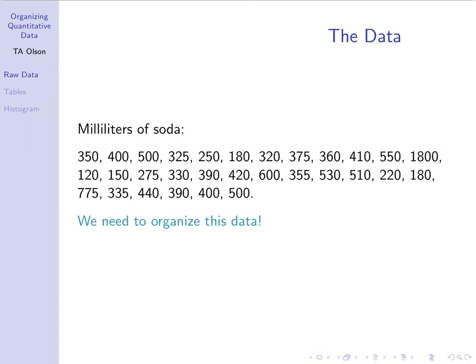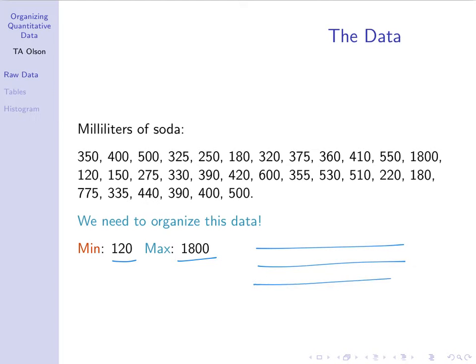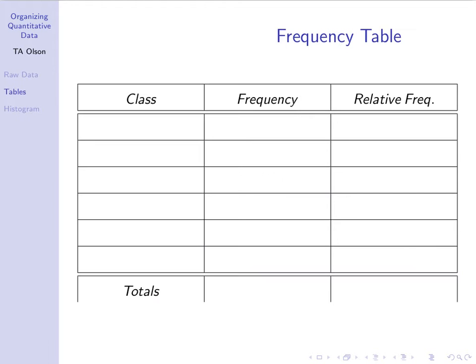Again, this is just a big pile of numbers, so we need to organize it, right? The minimum was 120, the maximum was 1800, and we want to break it up into classes that we can count, to get a frequency and a relative frequency in each class. We want to do this not by taking each number separately, but by binning them into classes. The first thing we need to do is decide what our class limits and class width are.